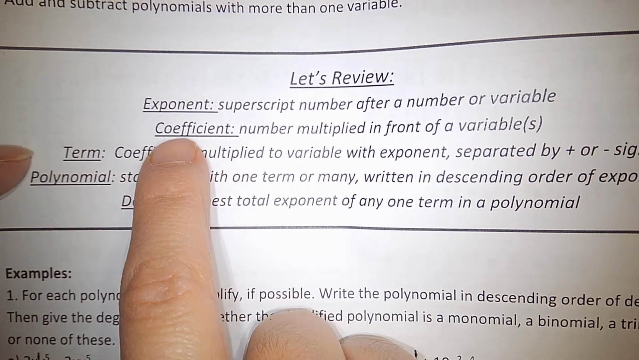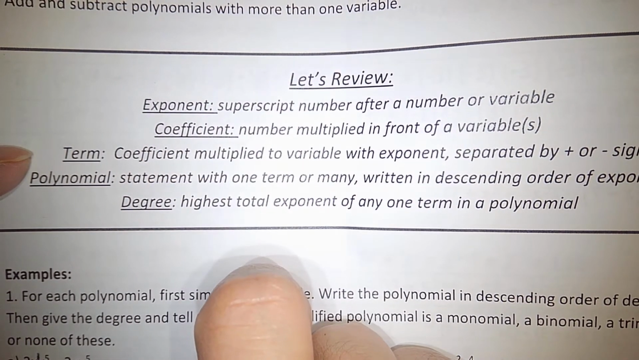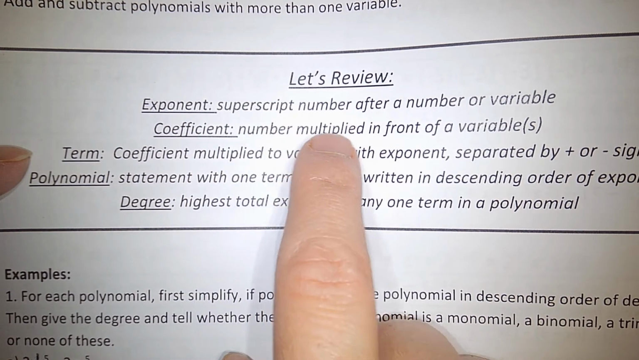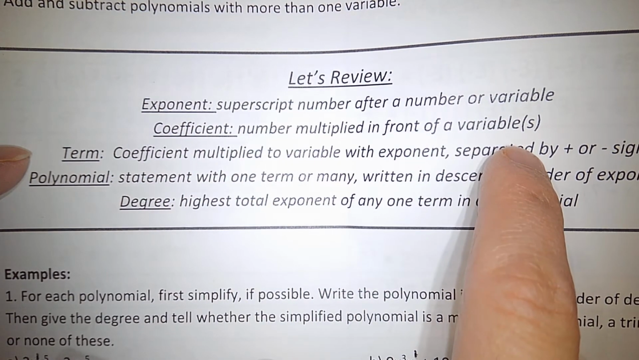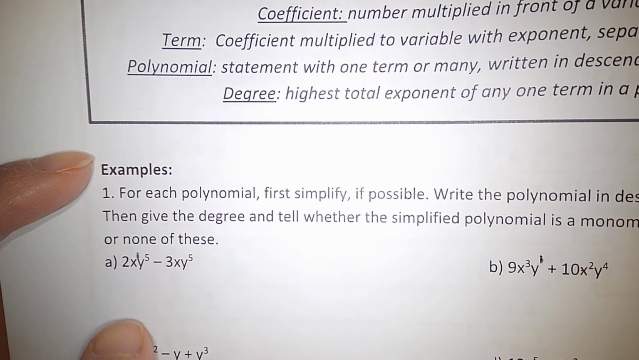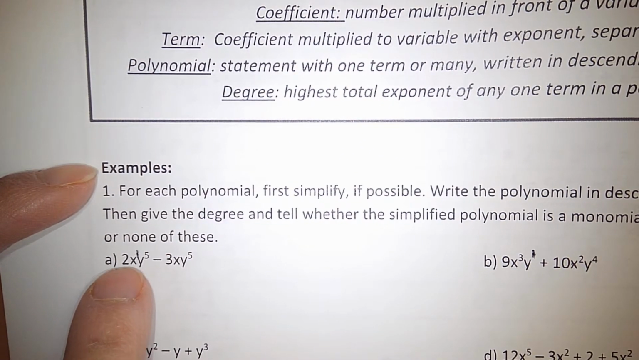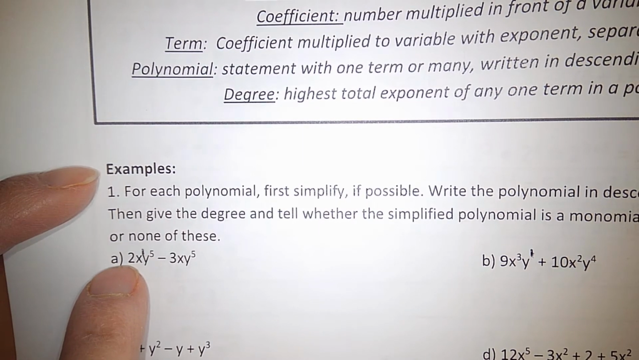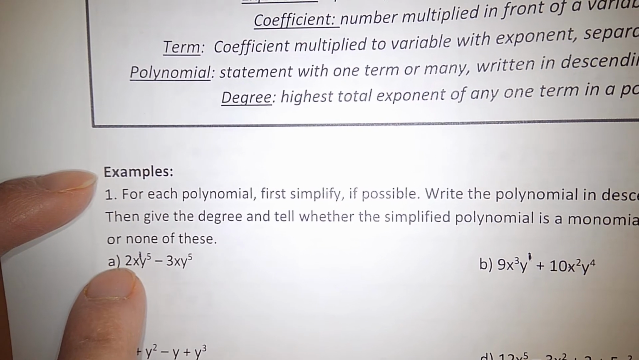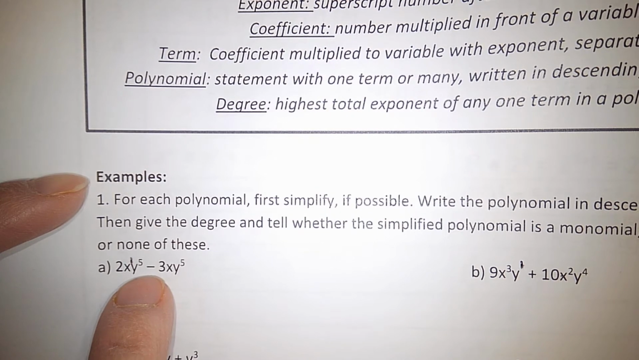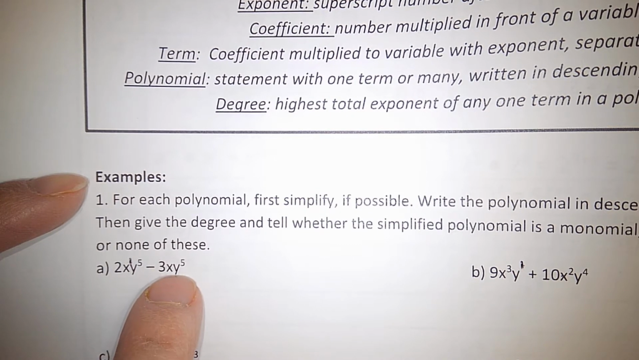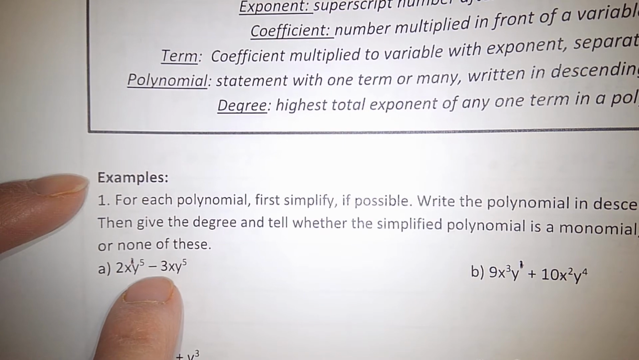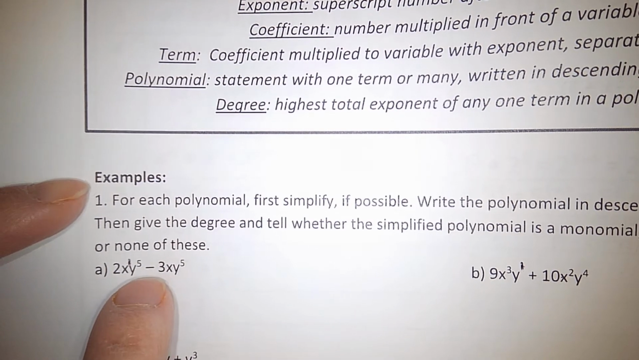Next concept, coefficient. How do you understand coefficient? It is the number multiplied in front of a variable, okay? See, for example, this term, 2 times x times y to the 5th power. What is the coefficient of this term? 2. Yes, the number in front of the variable. This term, -3 times x times y to the 5th. What is the coefficient of this term? -3, okay?